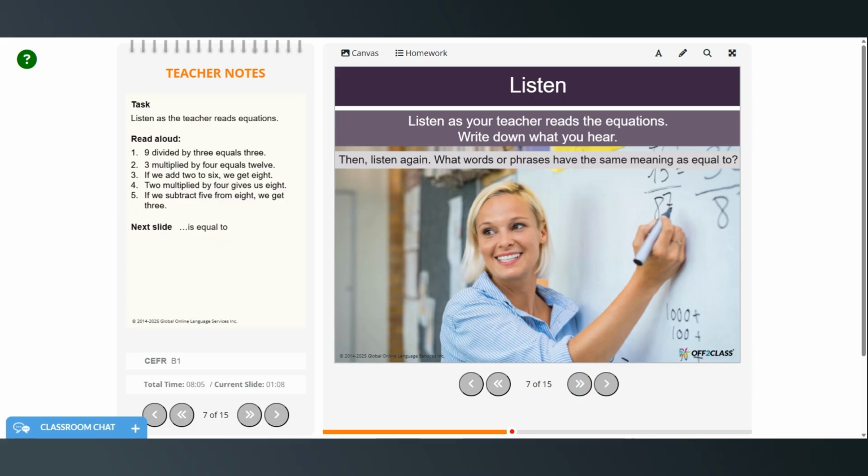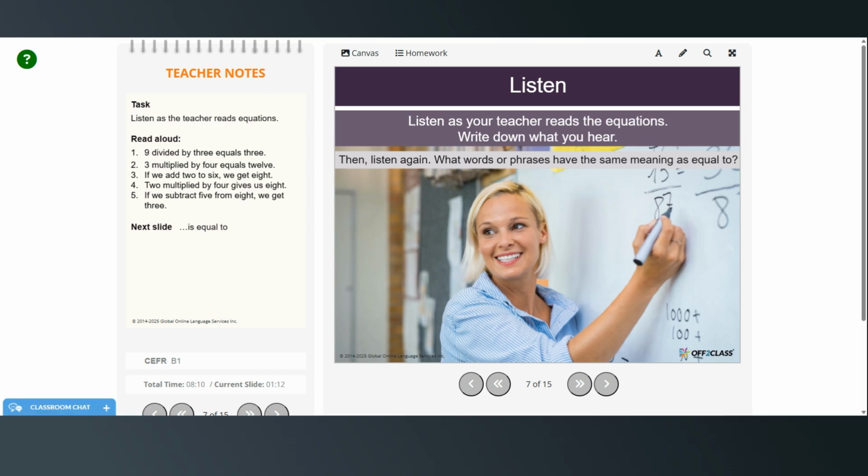Alright, I will share the screen again so you can check your answers. So 9 divided by 3 equals 3, or if you wanted to write that in numbers, 9 divided by 3 equals 3.